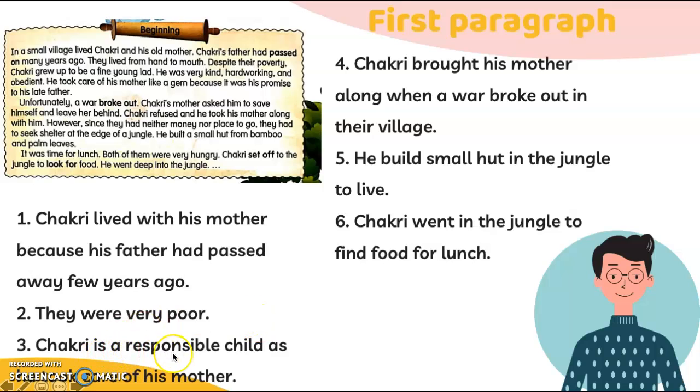Chakri is such a responsible child as he took care of his mother. Chakri brought his mother along when a war broke out in their village. He built a small hut in the jungle to live. Chakri went into the jungle to find food for lunch. So basically, all these six points are describing the beginning section of the story.